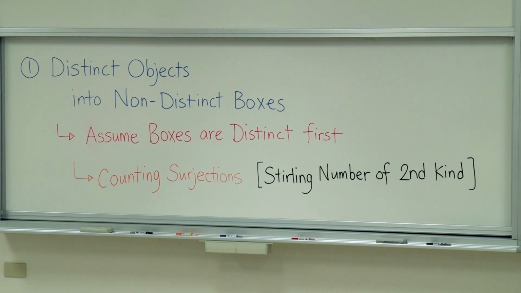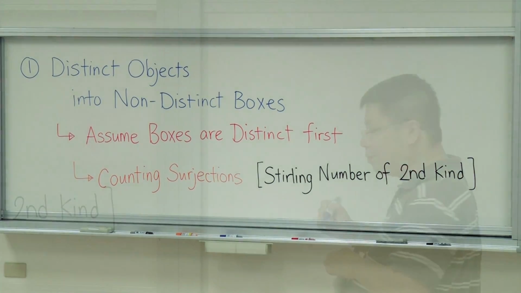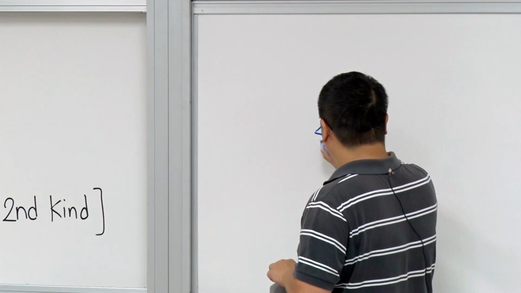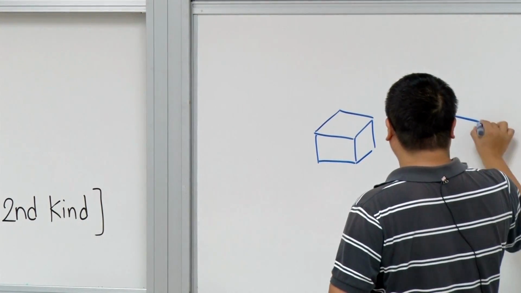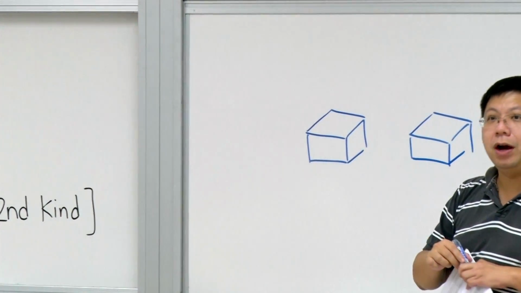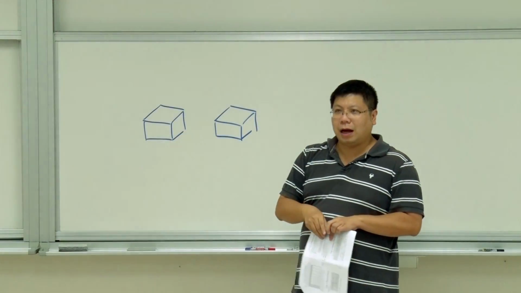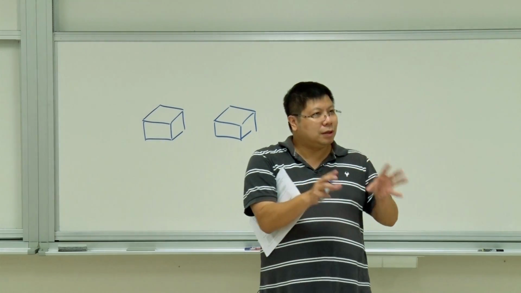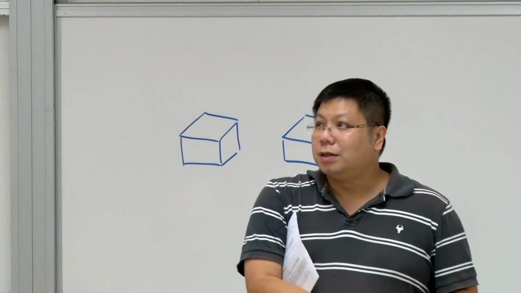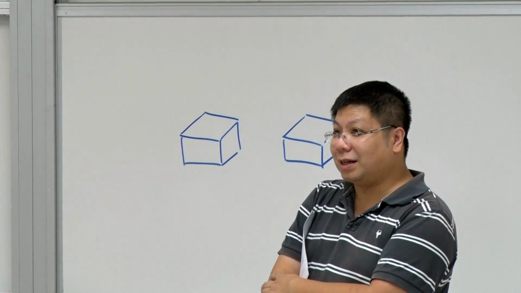Items are distinct. Let's say we have two boxes, just simply two boxes, box 1 and box 2. And then we have three objects, A, B, C. How many ways can we put them into these two boxes such that both the boxes are going to be used? How many ways are there?